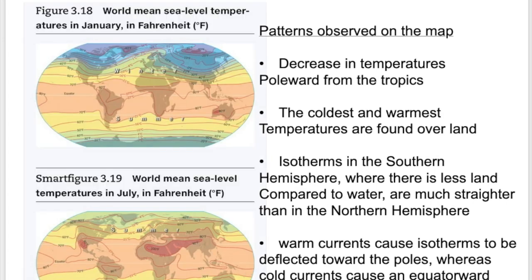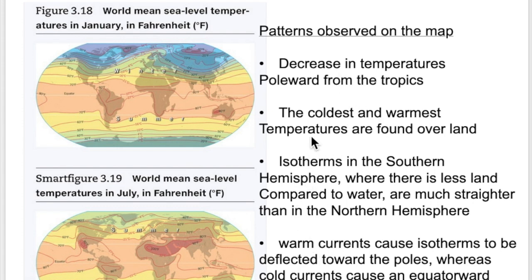And then we have the global distribution of temperatures. So here we're comparing two world maps, and these are isotherm maps showing us locations with equal temperature or in the ranges of temperatures. And this map is showing us January, and this one is in July. So what we can see here, the patterns observed on the map, is that there is a decrease in temperatures poleward from the tropics.